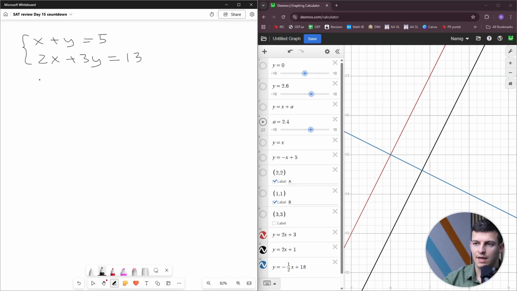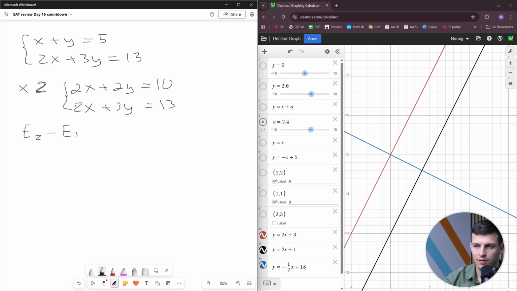So I see that there's 2x here and x here. Maybe I can multiply the first equation by 2, right? Just bear with me here. So 2x plus 2y equal to 10. The other equation is 2x plus 3y equal to 13. Okay, now I can take the second equation, let's call this E2, and do E2 minus E1.